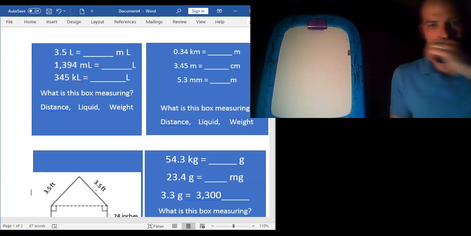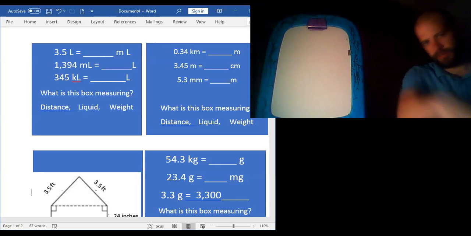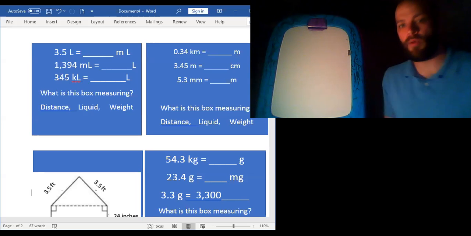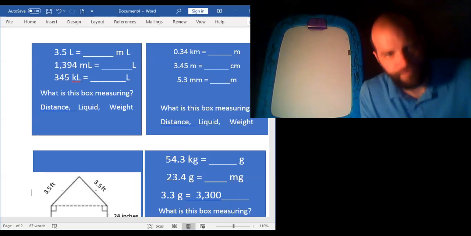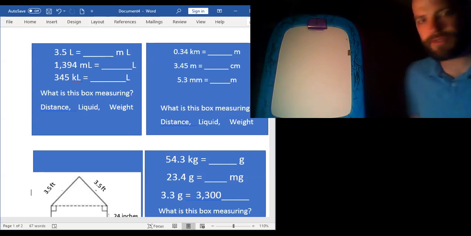All right. You know what? I'm going to go down to the bottom right, and then we'll deal with bottom left at the end. Whoa. What is the box measuring? If you said distance, you're right. It's distance. Anything with meters is distance.